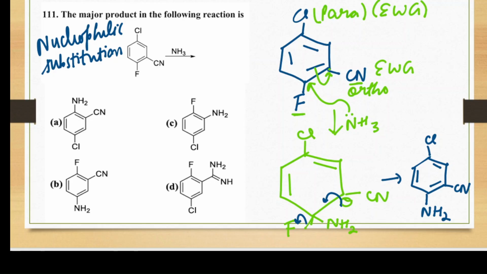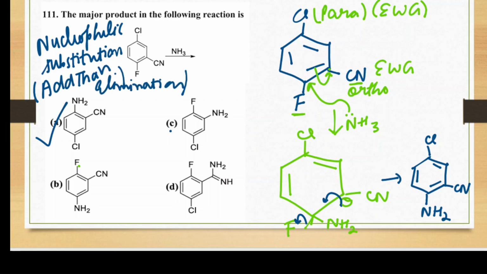In B, C and D you can see there is still the presence of the fluorine atom, so that is not the correct answer. The correct answer becomes option A over here. Right, because at the ortho or para position to this fluorine group, the negative charge was being stabilized. So what we have done is addition and then elimination.